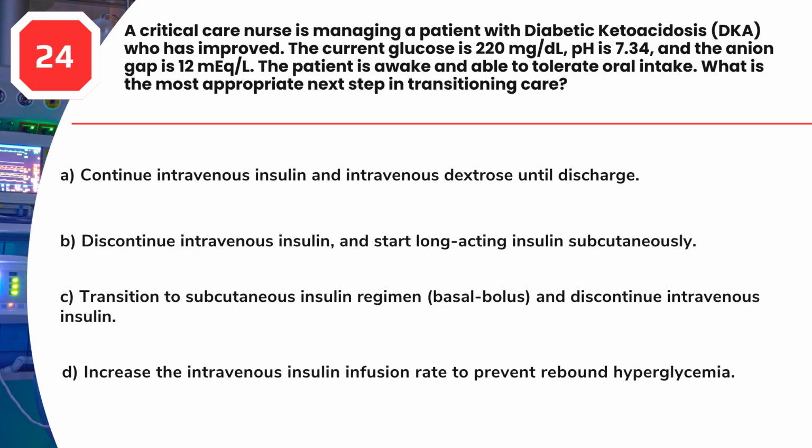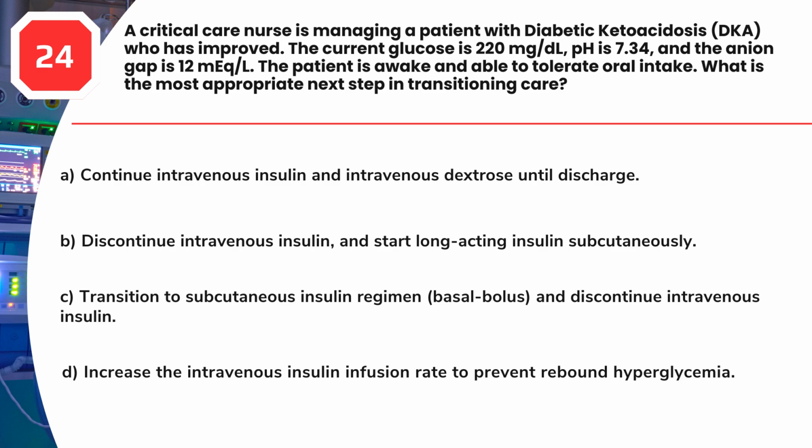Question 24. A critical care nurse is managing a patient with diabetic ketoacidosis, DKA, who has improved. The current glucose is 220 mg per deciliter, pH is 7.34, and the anion gap is 12 milliequivalents per liter. The patient is awake and able to tolerate oral intake. What is the most appropriate next step in transitioning care?